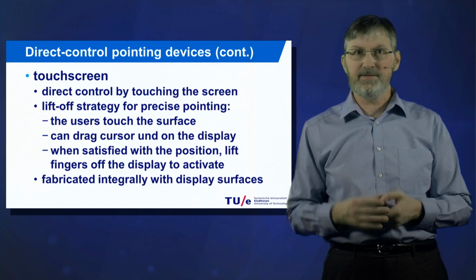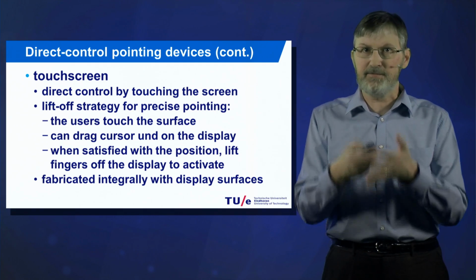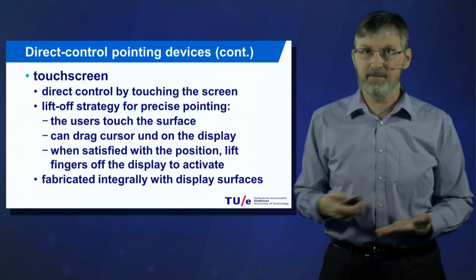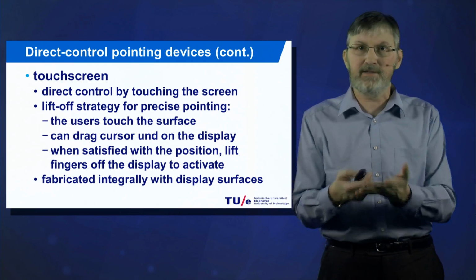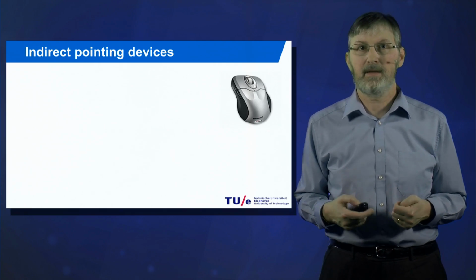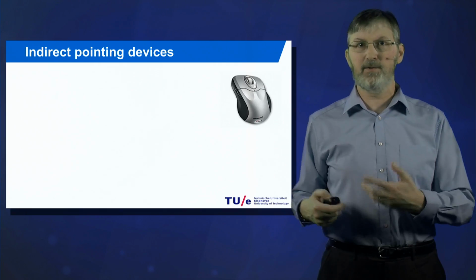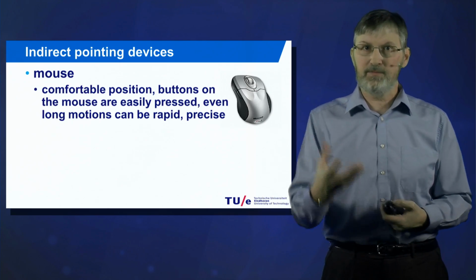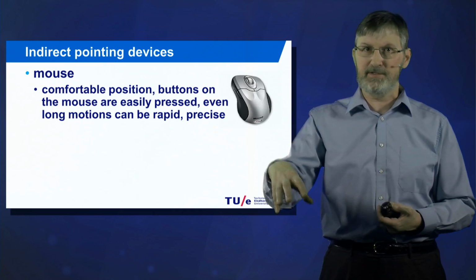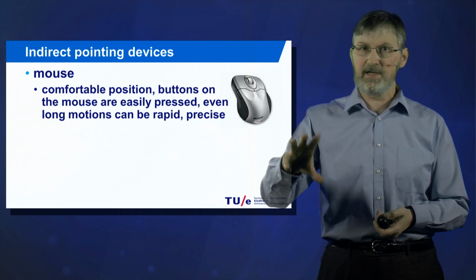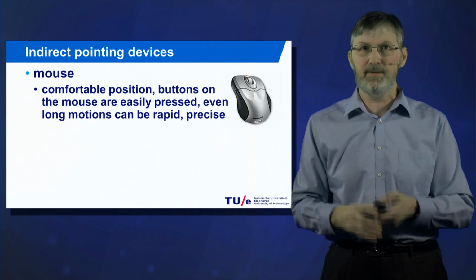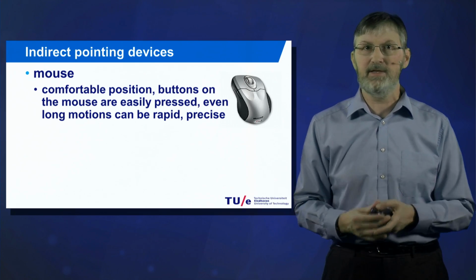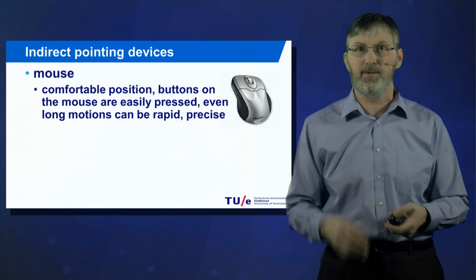The touchscreens are a complex device because they're fabricated together with the display surface. So these screens are actually relatively expensive to build. Indirect pointing is best known from the use of the mouse. A good mouse design gives you a comfortable position of the hand. Your fingers will automatically rest on the buttons to be pressed. And even long motions with a mouse can be easy and rapid, and even precise pointing is possible.